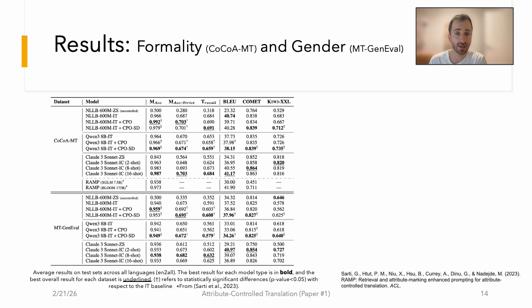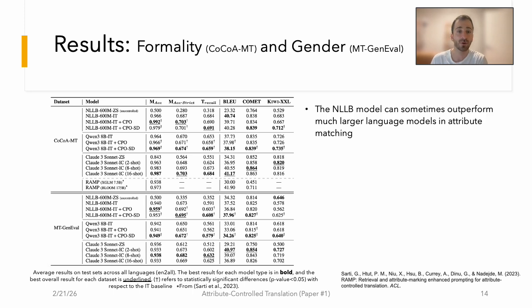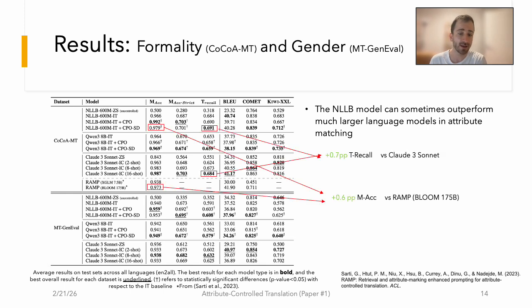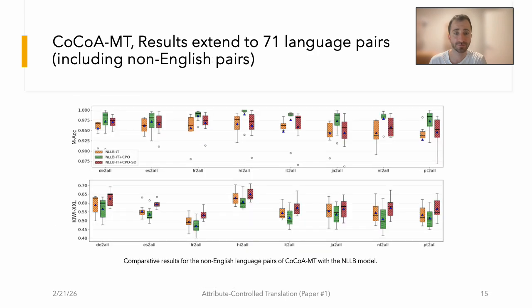When comparing to large LLMs, we see that even the small NLLB model can sometimes outperform models such as Claude Sonnet, or RAMP when attribute matching. In the paper, we showed that these results extend to non-English language pairs. In CocoaMT, we have aligned the available non-English targets, and we have run experiments with 71 distinct language pairs in total. We see that the trend is the same in all of them. The model trained with the synthetic data aligns better to both improve attribute compliance and translation quality simultaneously.